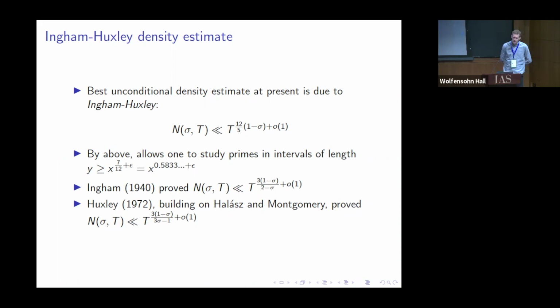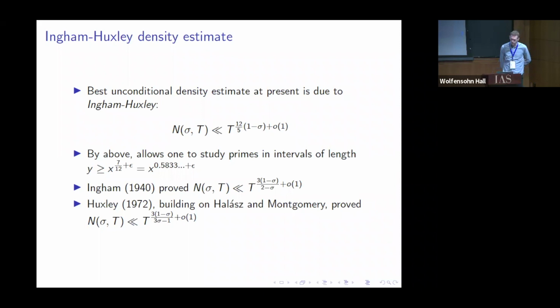Okay, so Ingham proved his result in 1940, so quite a while ago, and he proved a bound of this shape. So you always have the 1 minus sigma, that's sort of always floating around there. So then the 3 over 2 minus sigma is, think about that as this A factor. And then Huxley, about 50 years ago, building on work of Halász and Hugh Montgomery, proved a bound of this other shape. Okay, so don't worry too much about what these constants are, what this all looks like, but they prove bounds like this. And if you combine them, you get this Ingham-Huxley bound.